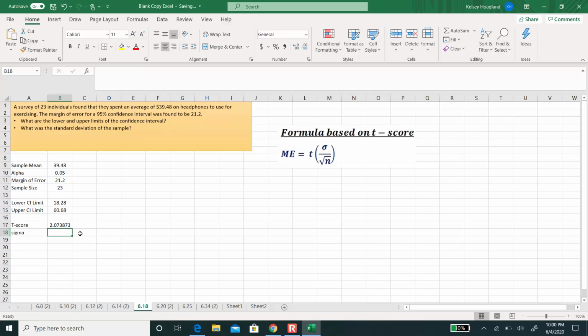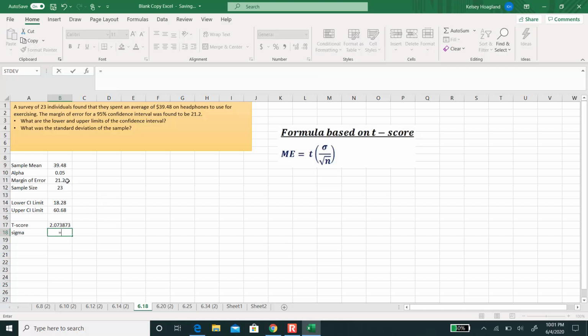Now we can go to find sigma. So how we would find this is we go back to our formula and we reverse it to find sigma. So you would take the margin of error, and as this was dividing before, now you're going to multiply. So take the margin of error and multiply it by the square root of n, and then you're going to divide by t, so it's set up as sigma equals margin of error times the square root of n divided by t. So we'll do that right here.